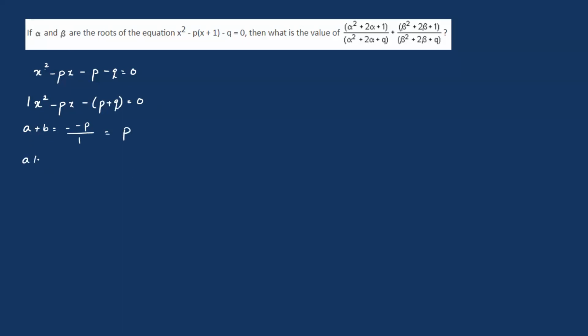Now, what is a into b? That is ab. ab is equal to c divided by a, that is minus of p plus q divided by 1. Now, if you observe in the question statement, this q is troubling us, right? So if I want q in the form of alpha and beta, now let's simplify this. I can write p is equal to, I can replace p as a plus b, that is minus of a plus b. Clear?